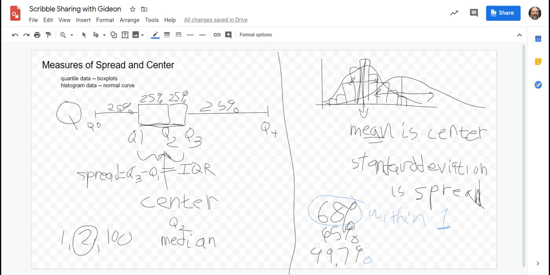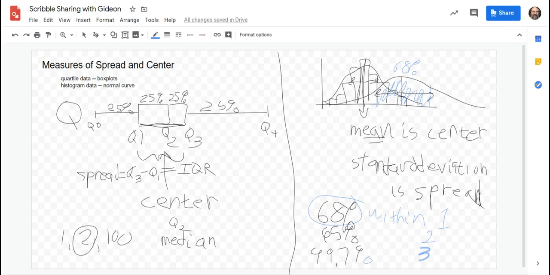So in normal data, about 68% of the data is within one standard deviation of the mean. So you have to go up one and down one, and you expect 68% of the data to be in there. That's called the rules of thumb or the empirical rules for normally distributed data. And we have further rules. If it's within 2, then you're going to have 95% of the data. And if it's within 3, you're going to have 99.7% of the data. And remember, within means both directions.